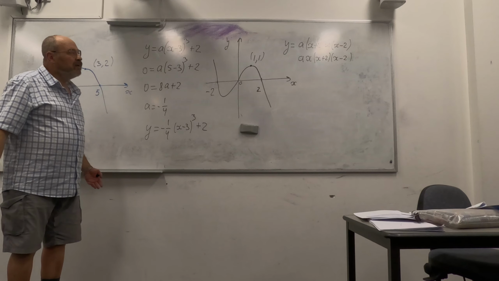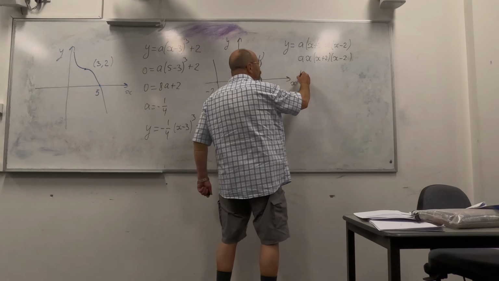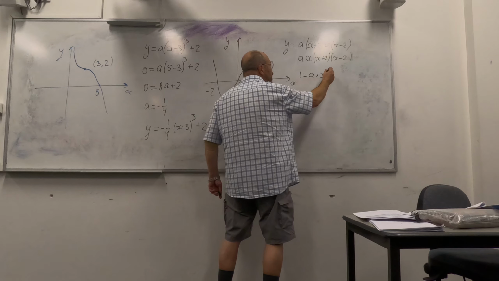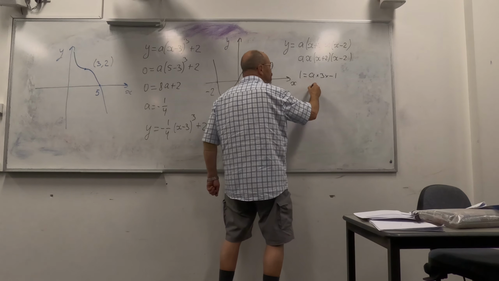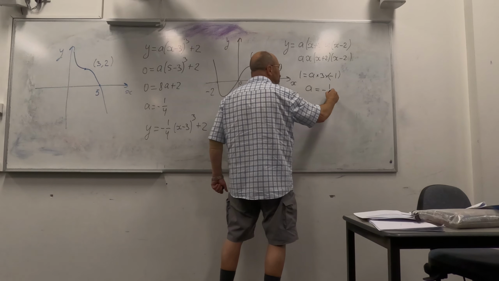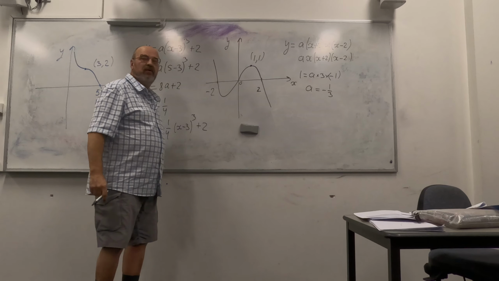And with a point, 1, 1, we have 1 equal a times 1 times the x-intercept 3, which is 0, and times negative 1. So a equals negative 1/3. A equals negative 1/3, yes?